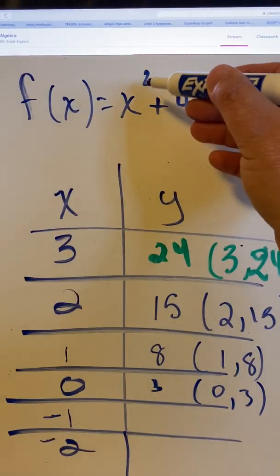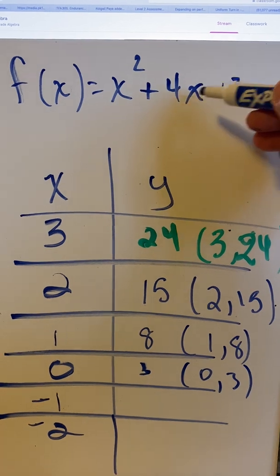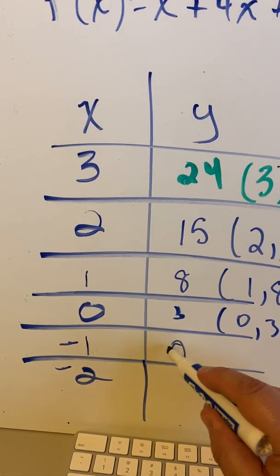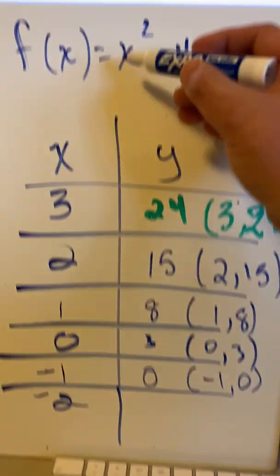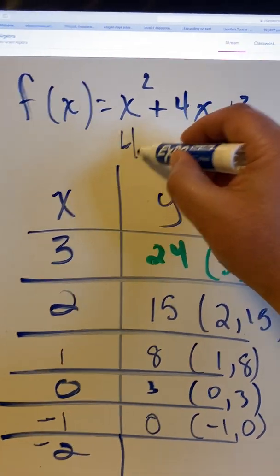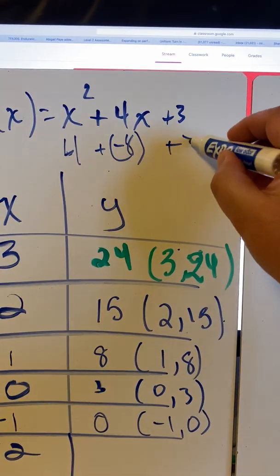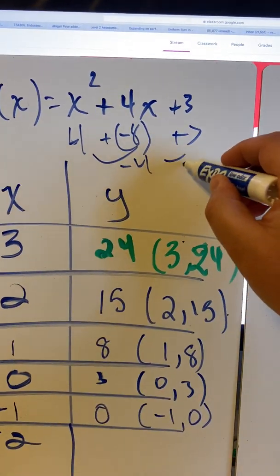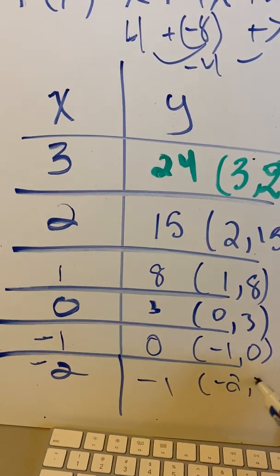Negative 1. Negative 1 times negative 1 is a positive 1. Minus 4 is negative 3. Negative 3 plus 3 is 0. Ooh, interesting. Negative 1, 0. And negative 2. Negative 2 squared is 4. 4 times negative 2 is a negative 8. Negative 8 plus 4 is negative 4, plus 3, negative 1. So your ordered pair is negative 2, negative 1.